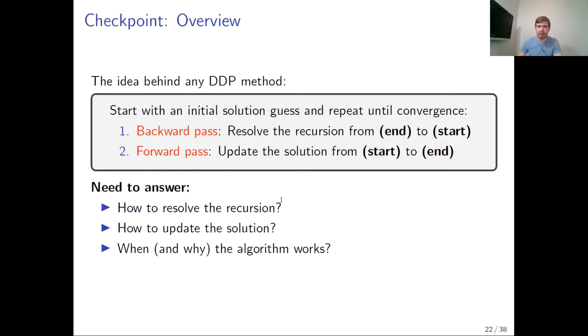And this is exactly the idea behind any DDP method. We start with an initial solution guess and then repeat the backward pass and forward pass until convergence. So the backward pass is resolving the recursion, which we introduced at the previous slide, from end to start, and then we update our solution from start to end. Let's answer the following questions: how we resolve this recursion, how we update the solution, and when the algorithm works as we expect.